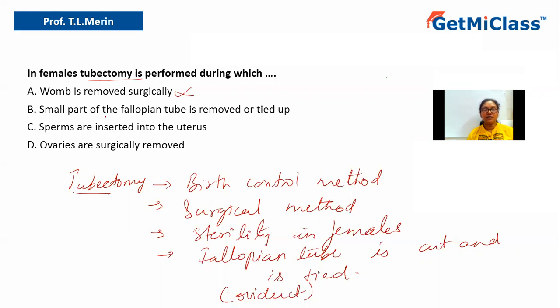Then option B, small part of fallopian tube is removed or tied up. Yes, that is the correct answer according to our explanation. Option C, sperms are inserted in the uterus. No, this is called artificial insemination, where the sperms are artificially inserted in the uterus of the female. So that is wrong. Option D says ovaries are surgically removed. No, nothing has been removed here as such. As I told you, the ovaries are totally intact. They can still produce ovum, but the only thing is fertilization is not possible.